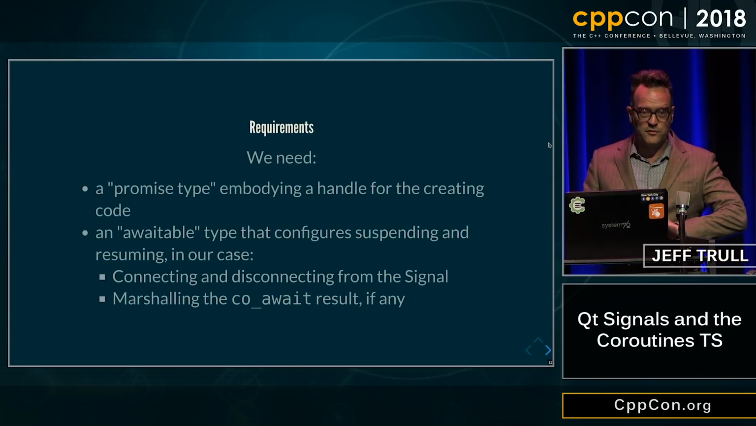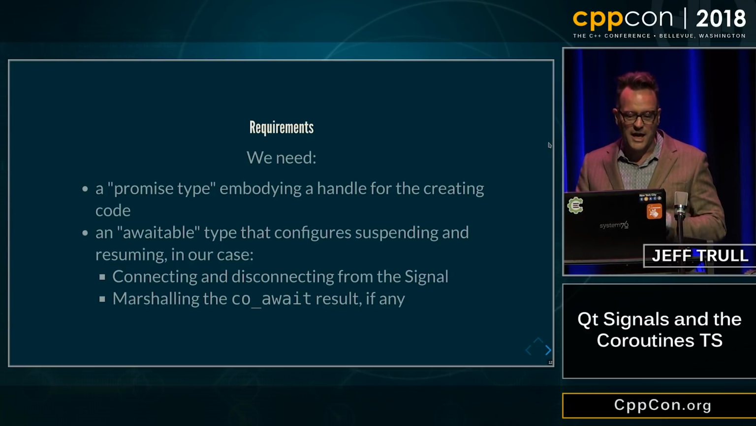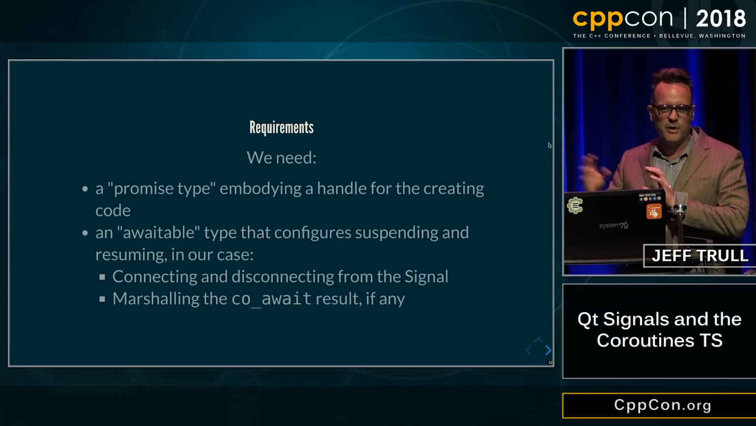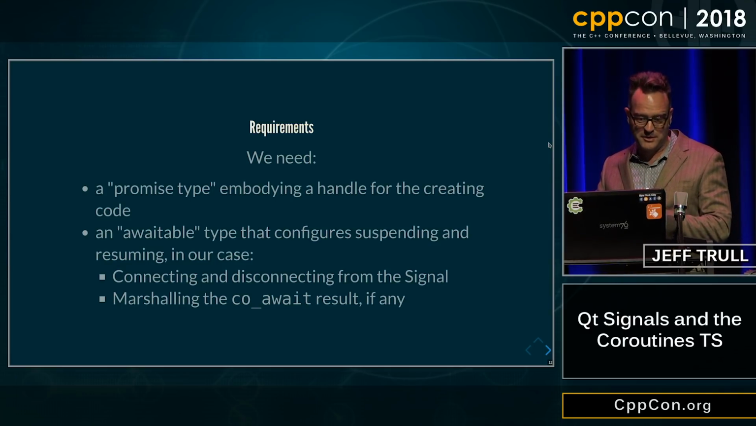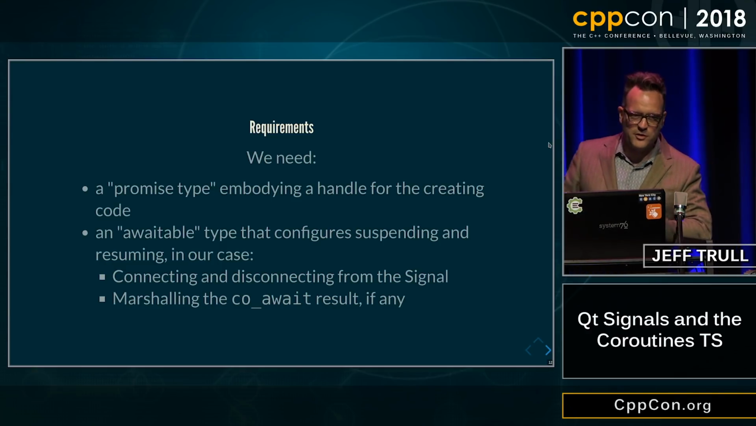So, using the coroutines TS to implement this. This is what we need for coroutines in general. We need a promise type, which is, at least the way I think about it, a handle for the creating code to hold on to the coroutine. We need an awaitable, which is kind of the right-hand side of the co_await statement. That awaitable has to handle connecting and disconnecting from the signal and marshaling the result of the co_await.